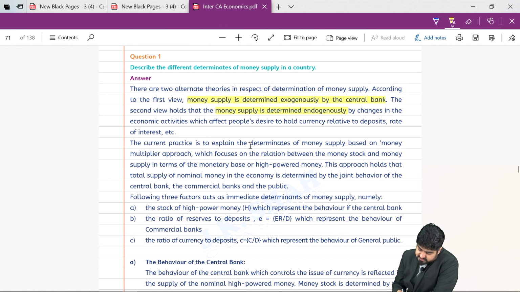The current practice is to explain the determinants of money supply on the basis of the money multiplier approach, which focuses on the relationship between money stock and money supply in terms of the monetary base or high powered money. Of course, you know this, right? High powered money, the number of times it gets rotated into the market, will be called money supply. This approach holds that the total supply of nominal money in the economy is determined by the joint behavior of the central bank, commercial bank, and the public. That is it. In this answer, this much only you have to write.